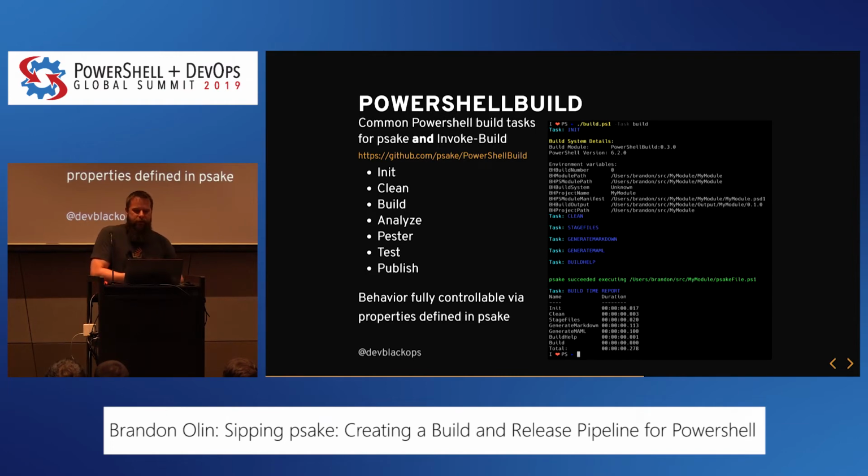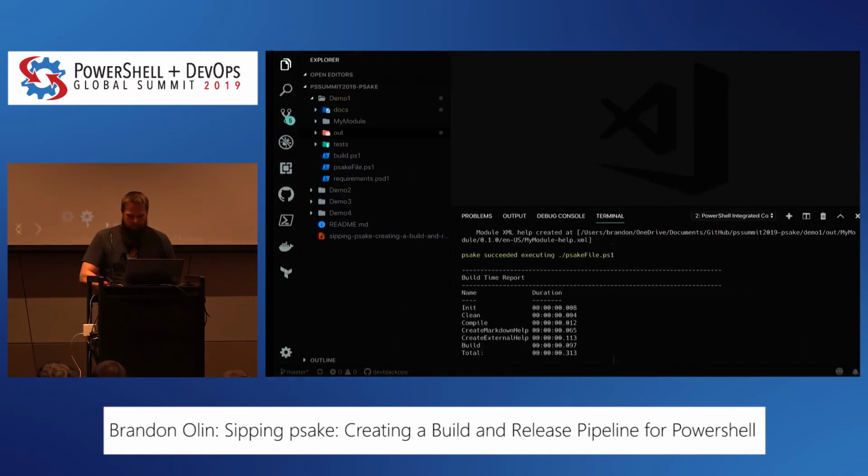What PowerShell Build essentially is, is a set of PSAKE tasks that are bundled in a PowerShell module that the PSAKE file in your project can pull from. So you don't have to come up with your own way to test in Pester and analyze and build, and it's all there in PowerShell Build. And if you conform to the standard way that more and more people are writing PowerShell modules, it just works. It comes with its own tasks to do init, clean, build, analyze, Pester, markdown, help, etc. Publish. And so let's take a look at that real quick.